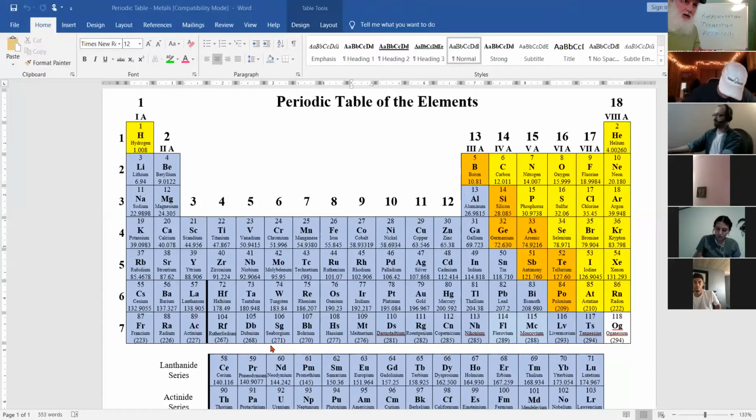Let's see, what else did I want to say? You may notice if you're reading on the internet or maybe your textbook, some people will call the groups, the columns, families, although group is far and away the more predominant term.